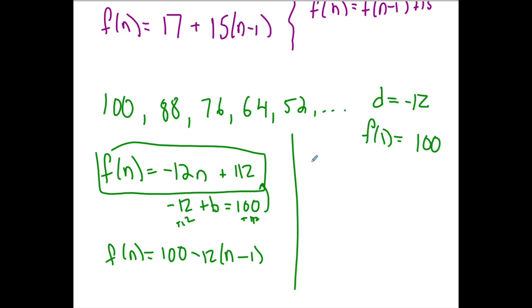Okay, recursive, what do we write first? The first term, and then we write f of n equals f of n minus 1 minus 12. All right, so hopefully that all made sense to you. If you need to, go ahead and rewind and watch anything I've done so far. And then when you're ready, I'm going to move on to some for you to do on your own.